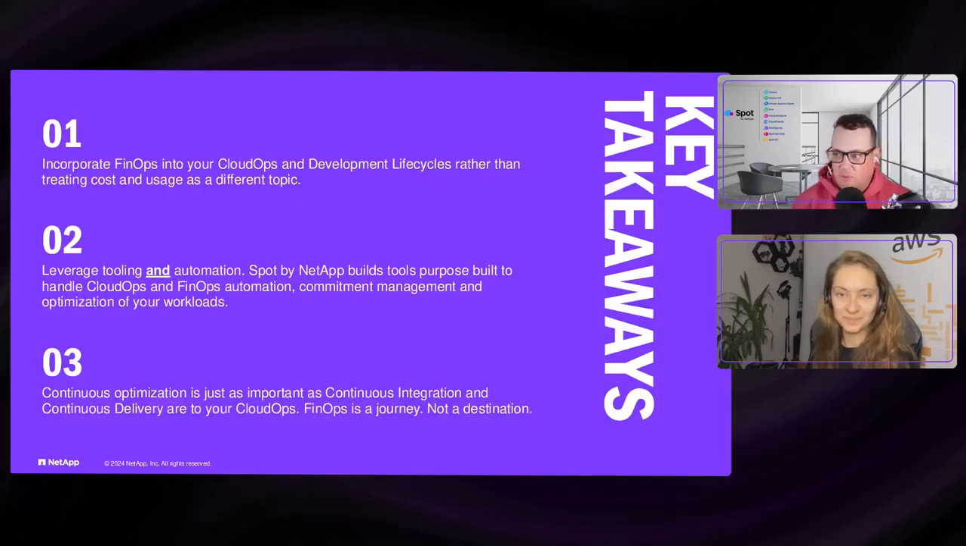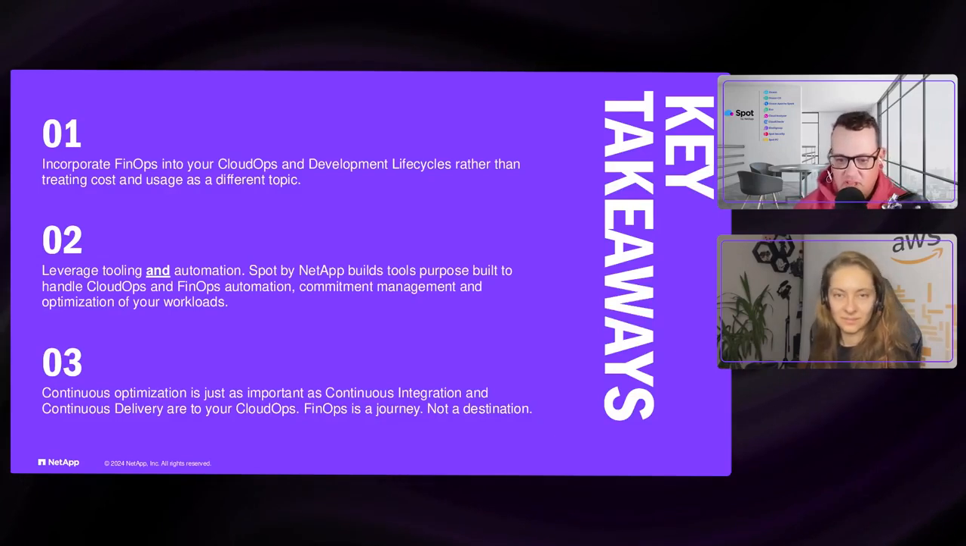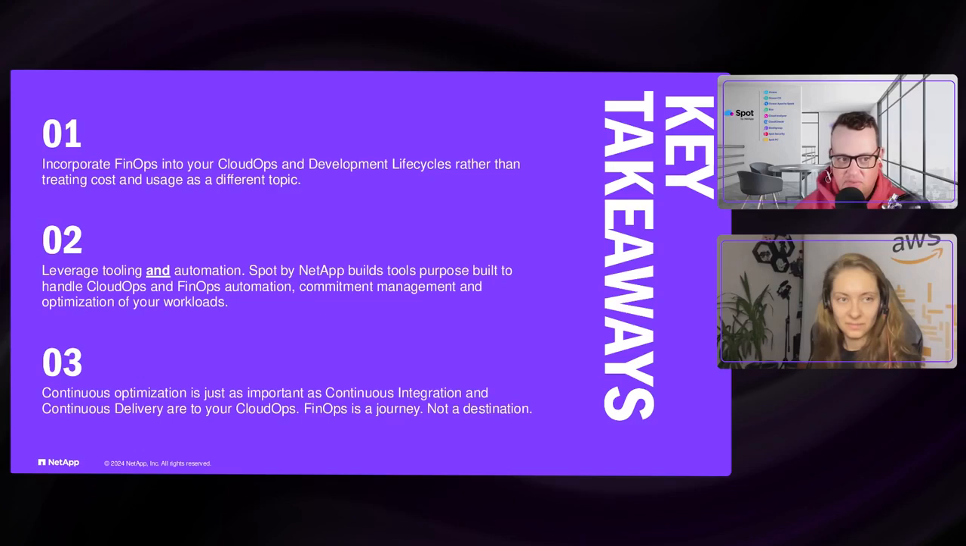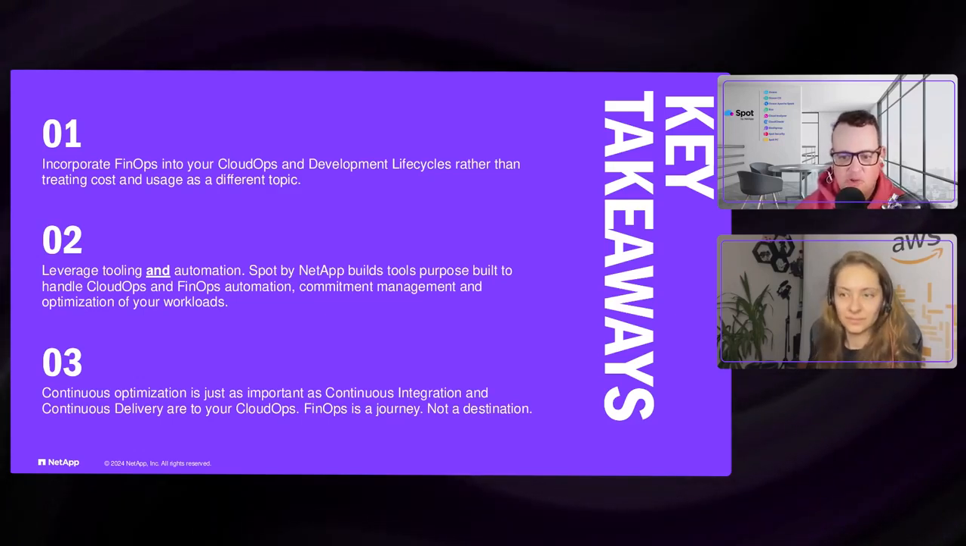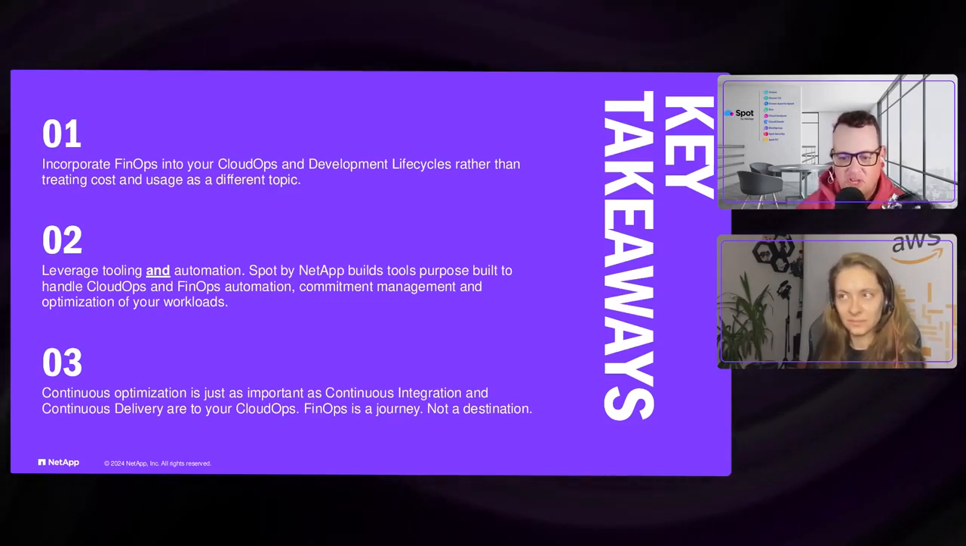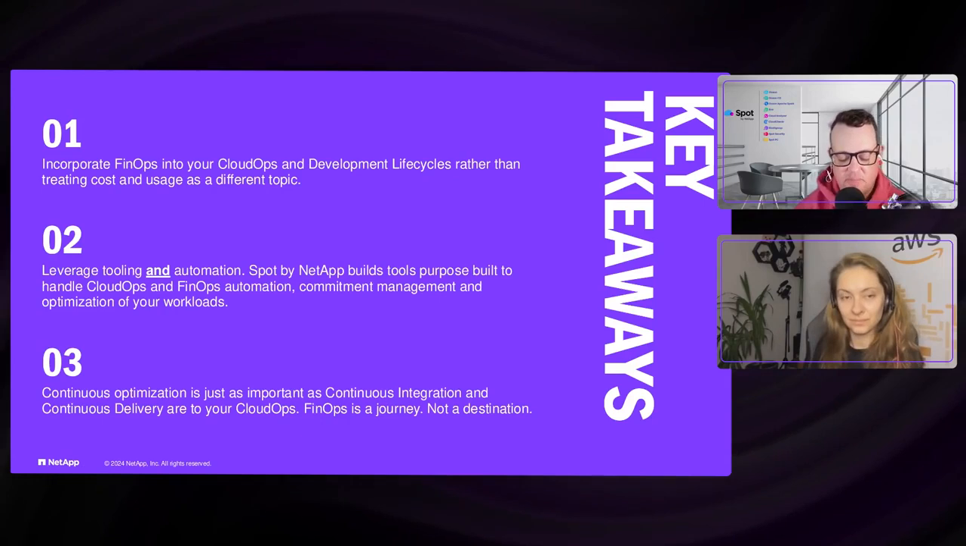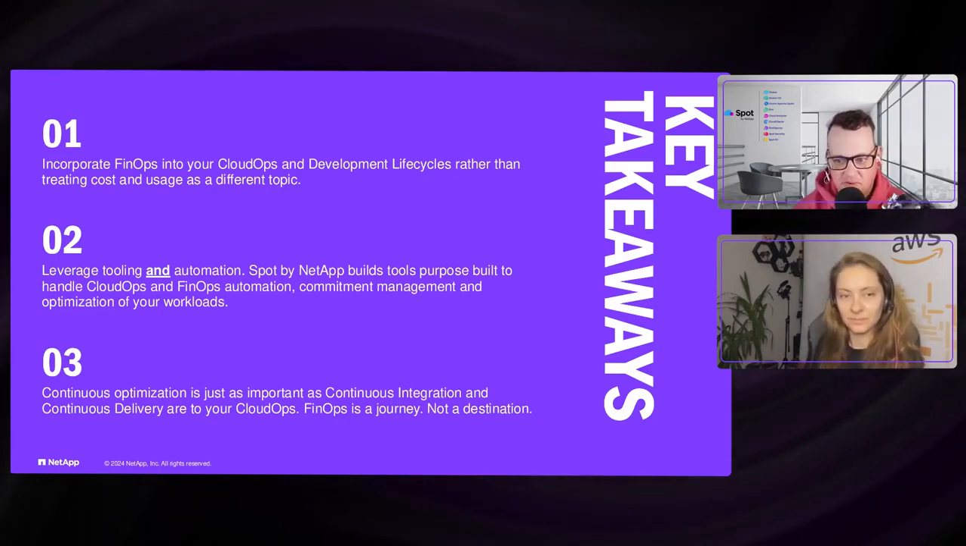So with that, we're coming up on time. We want to make sure we leave some questions. We've got about 10 minutes left. Number one, these are the 3 key takeaways that I would recommend. Natalia, if you have anything you want to add, jump in. Make sure you start incorporating FinOps into your cloud ops and development life cycles, rather than treating cost and usage as an independent variable. Going back to that slide from the Frugal Architect: architecting is a series of trade-offs, but cost cannot be one of those trade-offs.